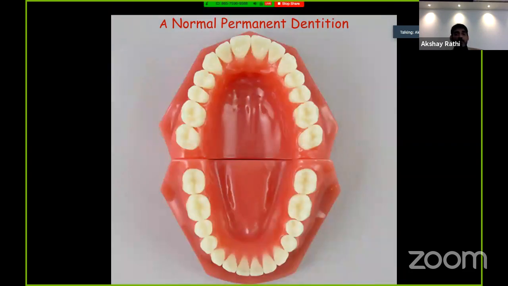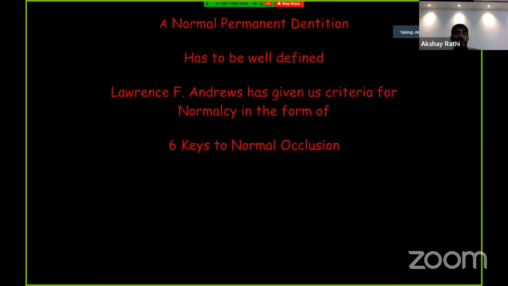So it can't be just having teeth which look very good, but we need something which has to be more accurate and more precise in giving us the definition of normality. So here we come to Dr. Lawrence F. Andrews, who has given us the criteria for normalcy in the form of the 6 keys to normal occlusion. This was something which he did as part of his thesis.